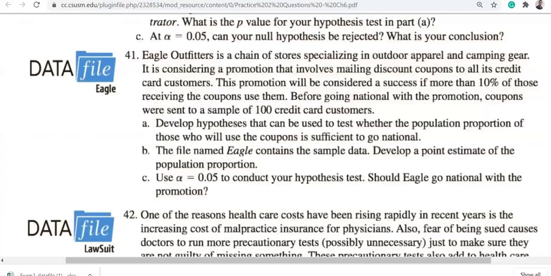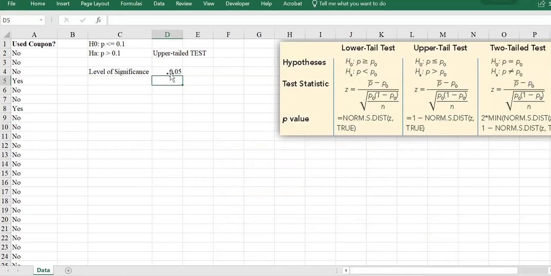Wait, was it 5%? It says, again, 5%. All right. Level of significance, 5%. And for the test statistic, we need the sample proportion of people who said yes. So I'm going to first find the sample size, response of interest, count of interest, and then sample proportion, or P bar.